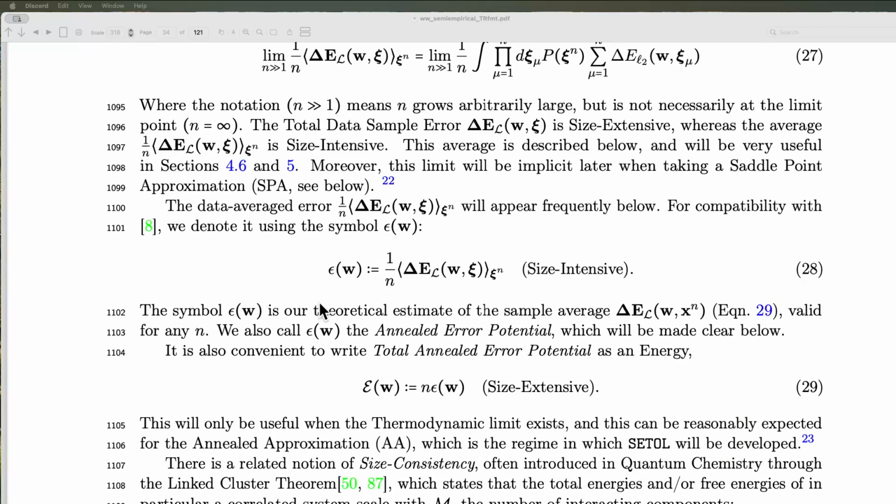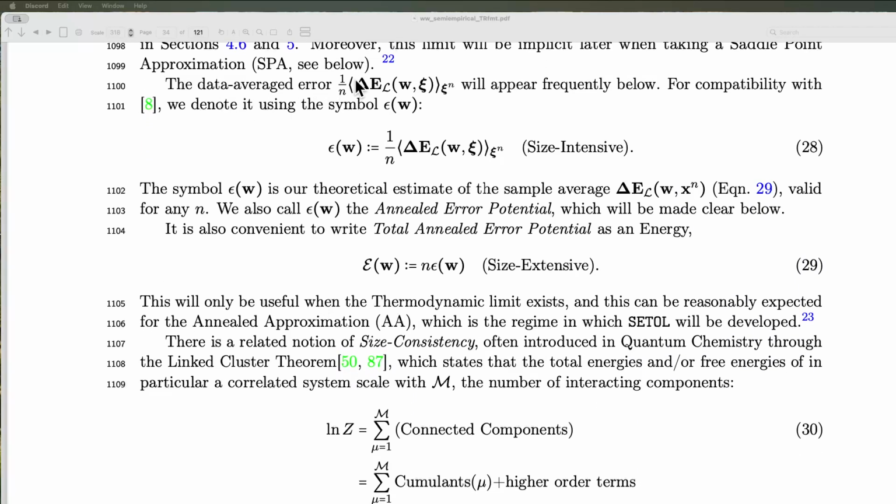The data averaged error is going to appear frequently below. This will actually appear all the time. We talked about it a little earlier. For compatibility with this old paper 8, which is a key paper, we denote using the symbol little epsilon. So epsilon of W is 1 over n times this. We can write it like this, and this is size intensive.